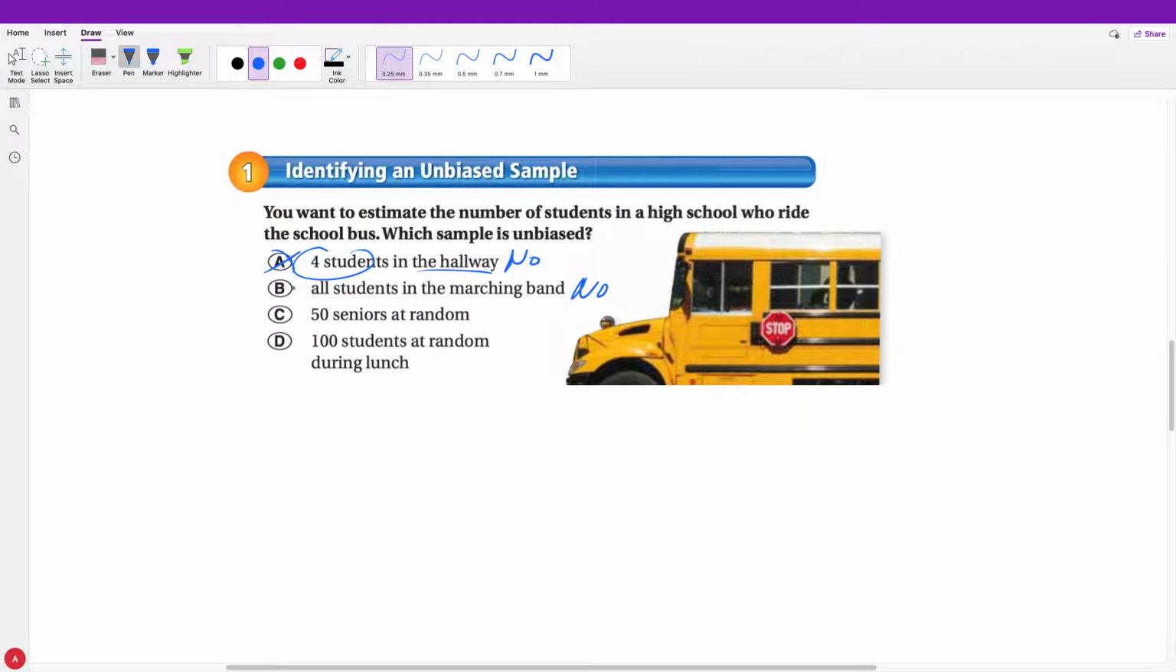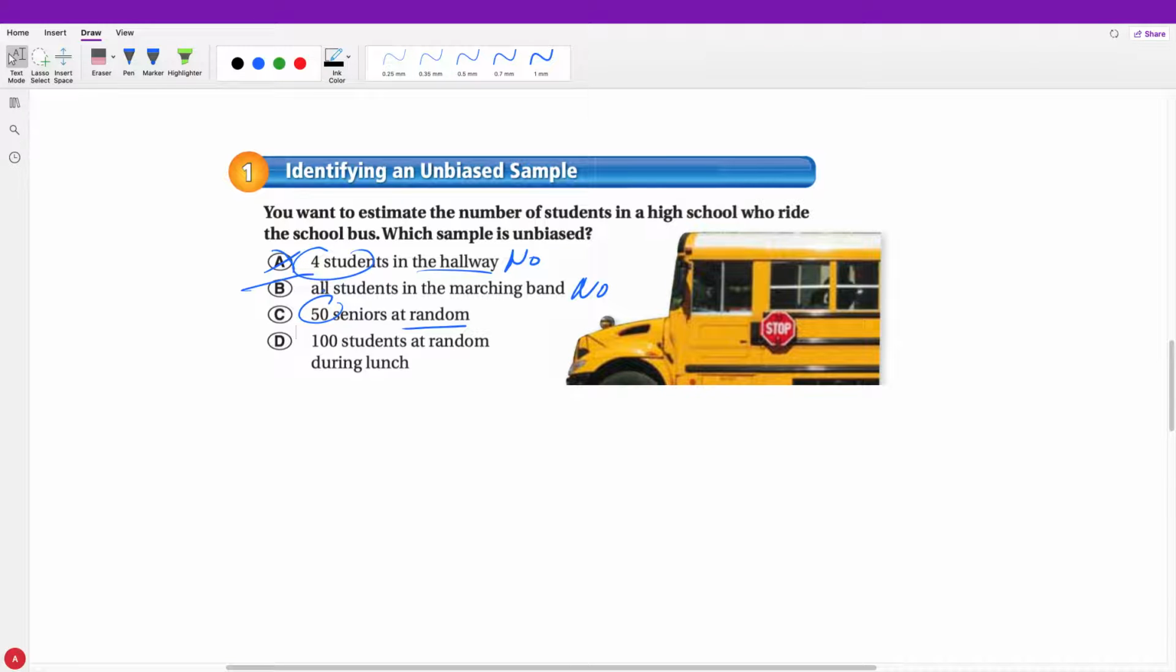So if you're not in the marching band, you have no chance of being on it. Yeah, this is large enough maybe because we have all the students in the marching band, but it's not at random necessarily with the way they're presenting it to us because we just went to all the marching band students. 50 seniors at random. Yes, this one clearly is at random because it says at random. 50 is large enough for us to say that we can use this to talk about our population.